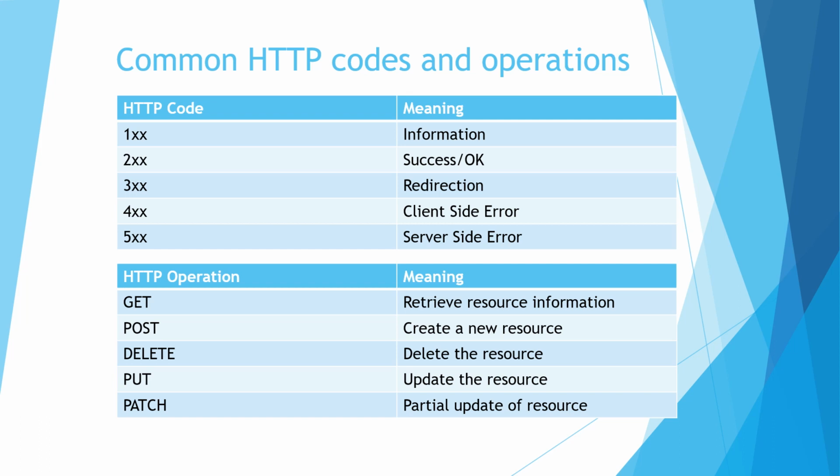Coming on to the common HTTP operations, we have the GET operation, which is used to retrieve resource information. We have the POST operation, which is used for creating a new resource. We have the DELETE operation, which is used to delete a particular resource. We have the PUT operation, which is used to update the resource, and in case the resource is not available, it can create a new resource. Lastly, we have the PATCH operation, which is used for the partial update of the resource. That's pretty much about the common HTTP codes and operations.